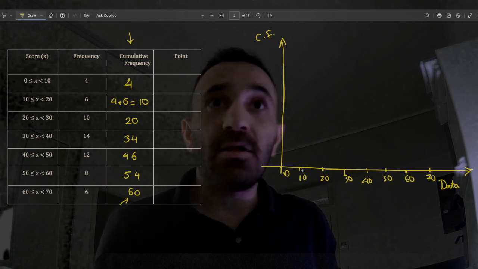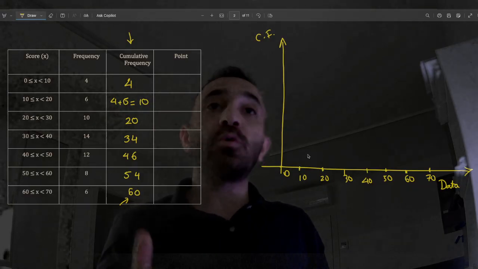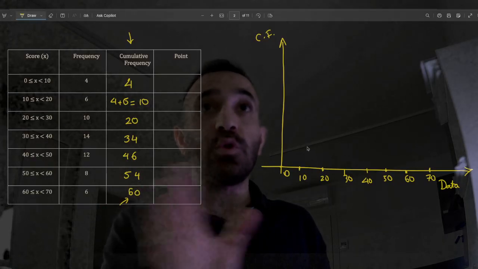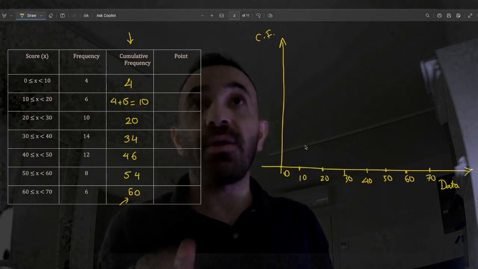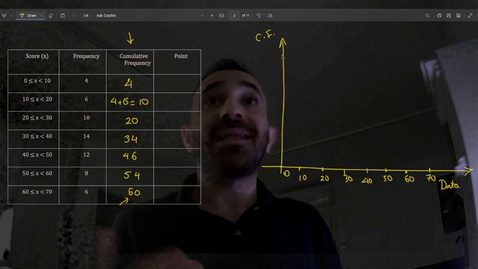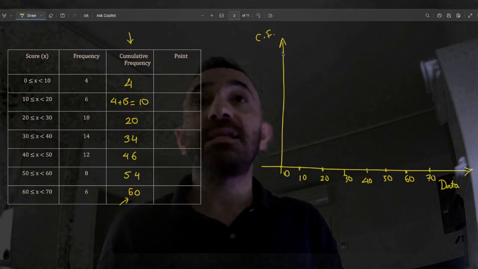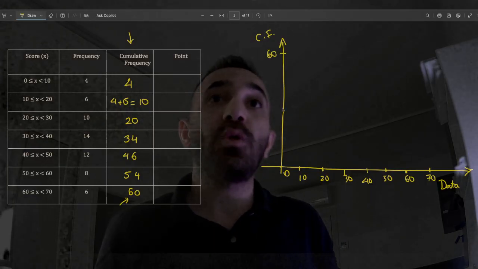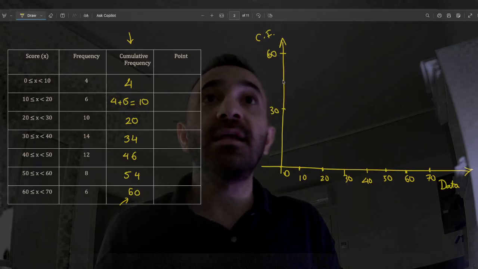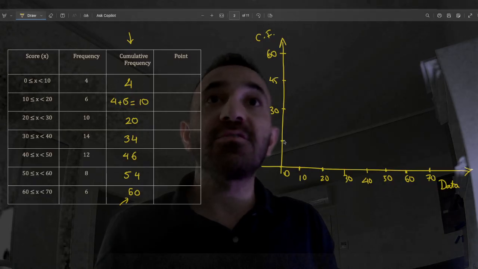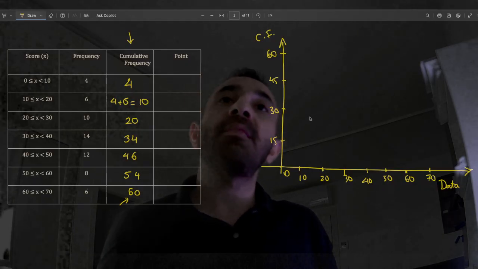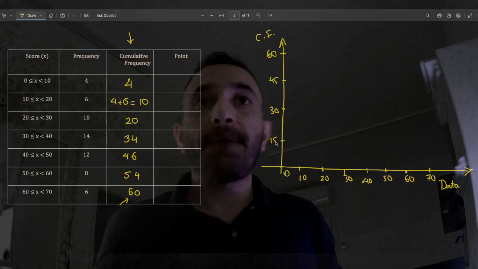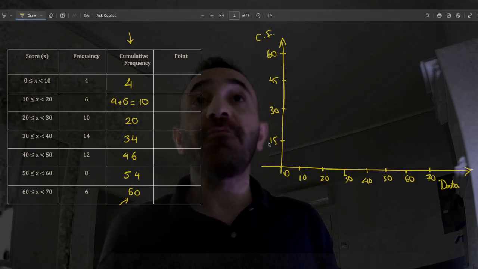Okay. Needless to say that in your exam, definitely you're going to have a paper with precise grids. So it's not going to be a big deal in your exam. Don't worry about that. I'm doing it here manually. And what is the cumulative frequency? The maximum number is 60. Okay, so I have 60 data in total. So here in the middle is going to be 30, here is going to be 45, and here is going to be 15. Okay, now let's see how we can draw cumulative frequency curve together.